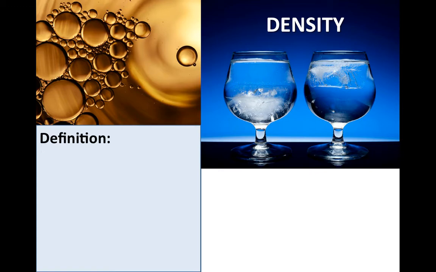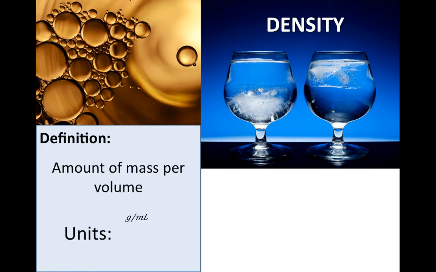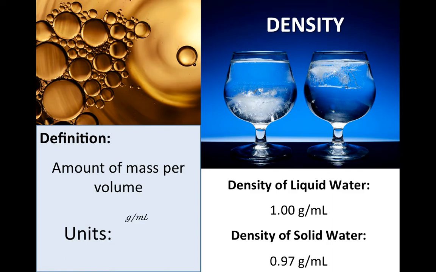So what is density? Density is defined by the amount of mass per volume, and it has units of grams per milliliter. The density of liquid water equals 1 gram per milliliter. The density of solid water, however, is 0.97 grams per milliliter. This is the reason why ice floats, because it has a lesser density than liquid water.